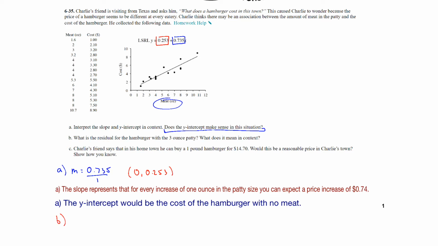What is the residual for the hamburger with the 3-ounce patty? What does it mean in context? So remember, the residual is the actual minus the predicted. So a 3-ounce patty, let's find the 3-ounce patty, find how much it cost. So this is the actual. And then the predicted, we're going to have to plug in to the line of best fit, or the LSRL. So y is equal to 0.253 plus 0.735. And we're going to plug in 3 ounces of meat, and then we'll calculate that value and see what the cost of the predicted hamburger would be with 3 ounces.